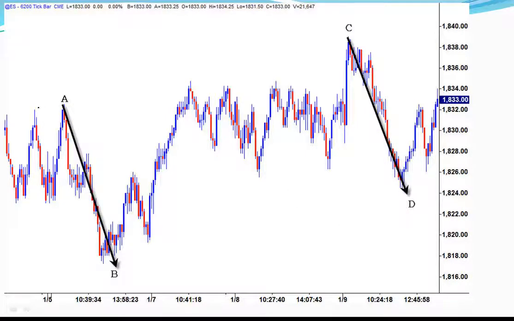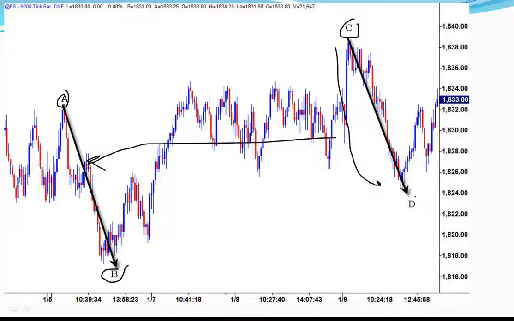Here's another one. We look at this range right here, the market sold off. But if you take a look at the past, you can line up the equality of an A to B, C to D. Now, does this mean you're going to buy it? Does it mean you're going to sell it?